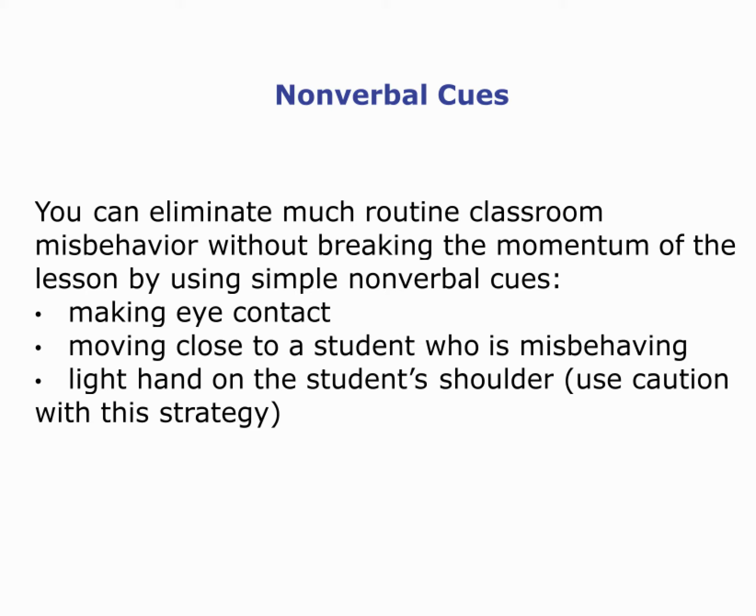Nonverbal cues really, really help, like making eye contact and moving close to a kid when they're misbehaving. We already talked about the light hand on the shoulder. Also, if those nonverbal cues don't work, I used to do this with kids too. I had a secret signal, and I would meet with the child afterward. I had this one kid, Dennis in particular. I did this with him a lot.